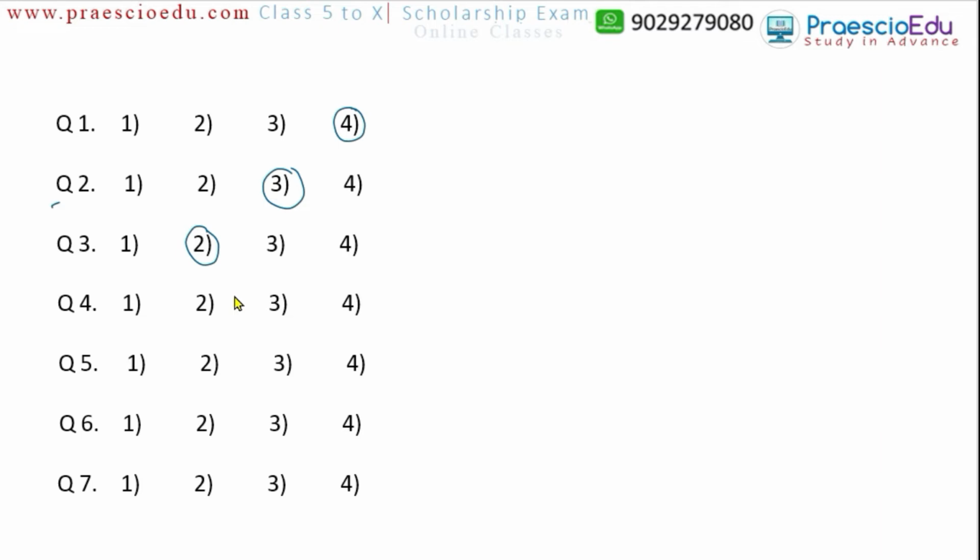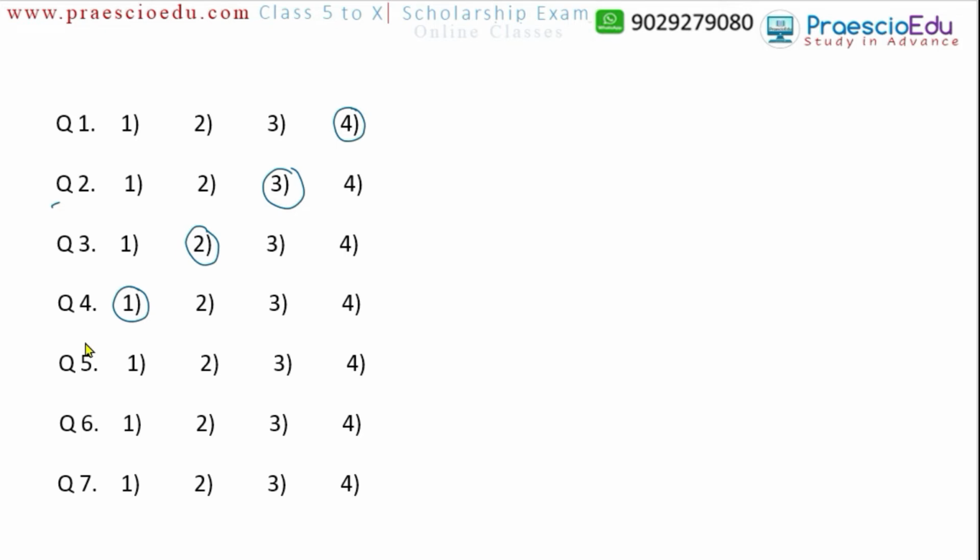81 is the square of 9, 64 is the square of 8, and 36 is the square of 6. 125 is the cube of 5, which is not a square number. So that's why, for question number 1, option number 1, 125 is the different term.